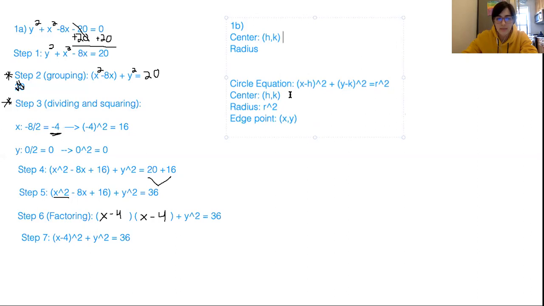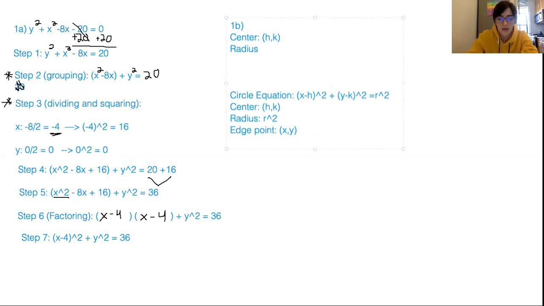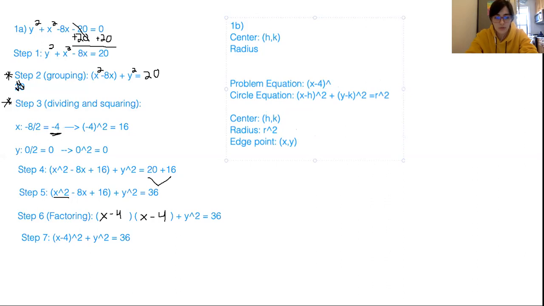If I look back to my equation, the problem equation, it was x minus 4 squared plus y squared equals 36. Now that I have these 2 equations written on top of each other, it's really easy to see where the points of comparison are. So I know my center is h, k. Well, what's in the h spot in the equation that we're working with? 4. Okay. In the original circle equation, it's minus h.